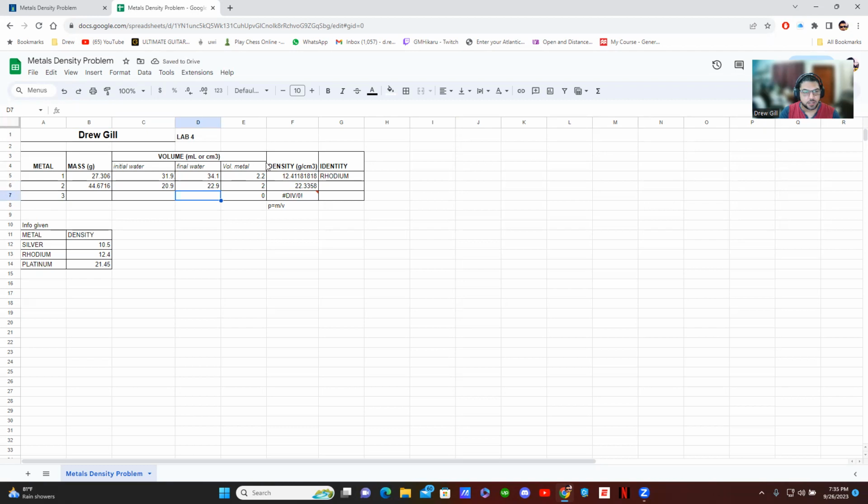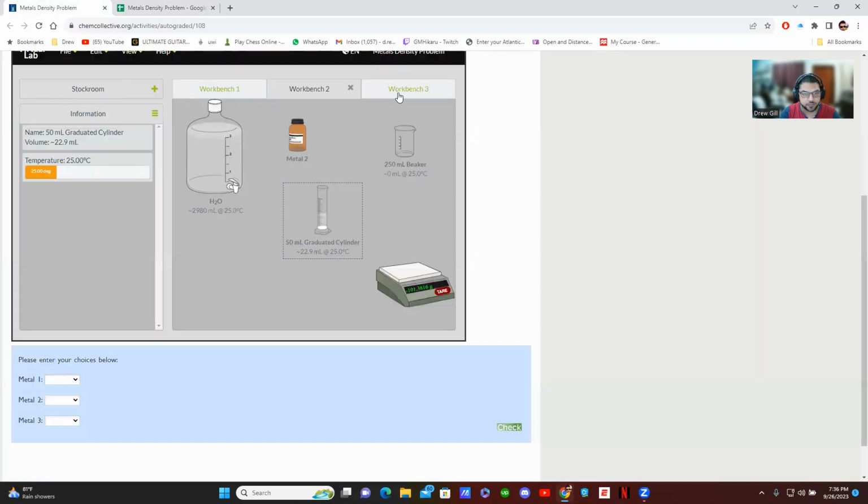All right. And again, using density is equal to mass divided by volume, we can see that the density now is 22.3358. And as we know, platinum has a range from 21.45 to about 23.45. So it's safe to say that our second metal is in fact platinum. And even though we know the next one is silver, we'll still go through the same process.